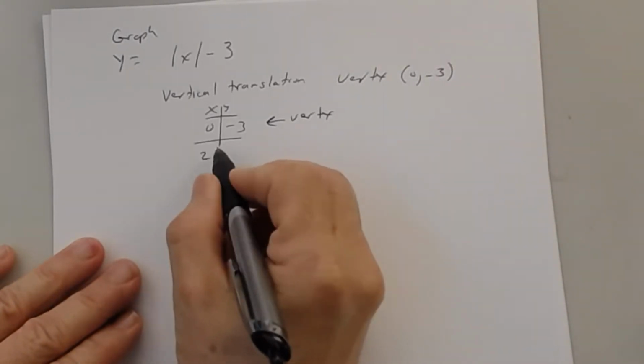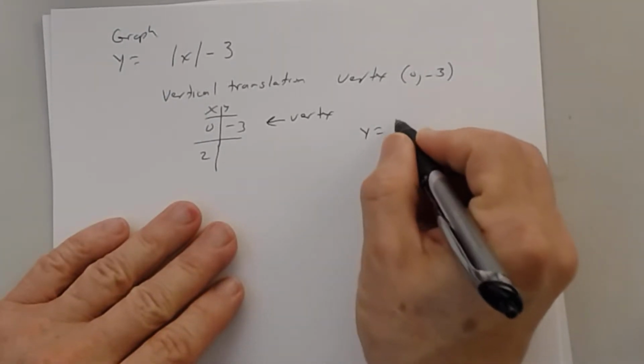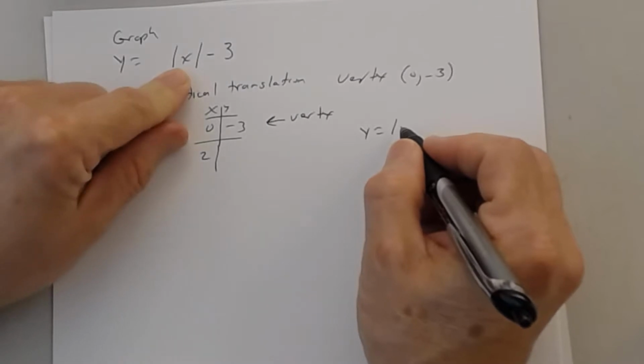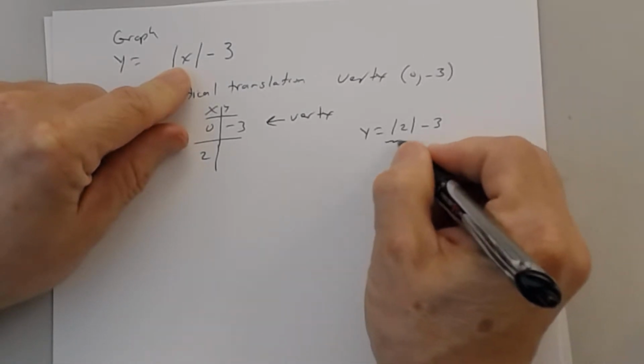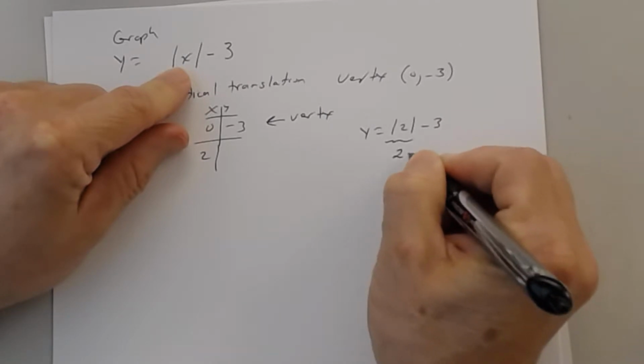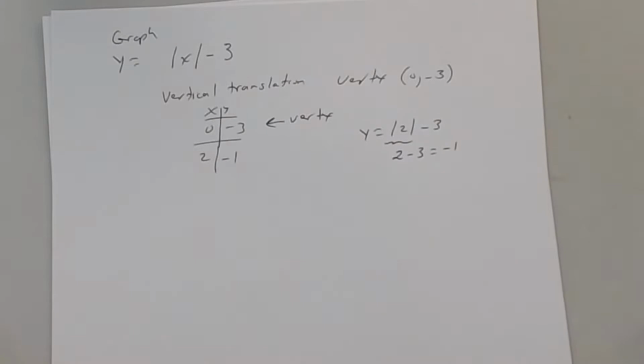We said x is 2, right? So if I let x be 2, I get y equals the absolute value of x, and what's x in this case? 2. Whatever that is, I'm subtracting 3. What's the absolute value of 2? And what's 2 subtract 3? Negative 1. So I plot the point 2, negative 1.